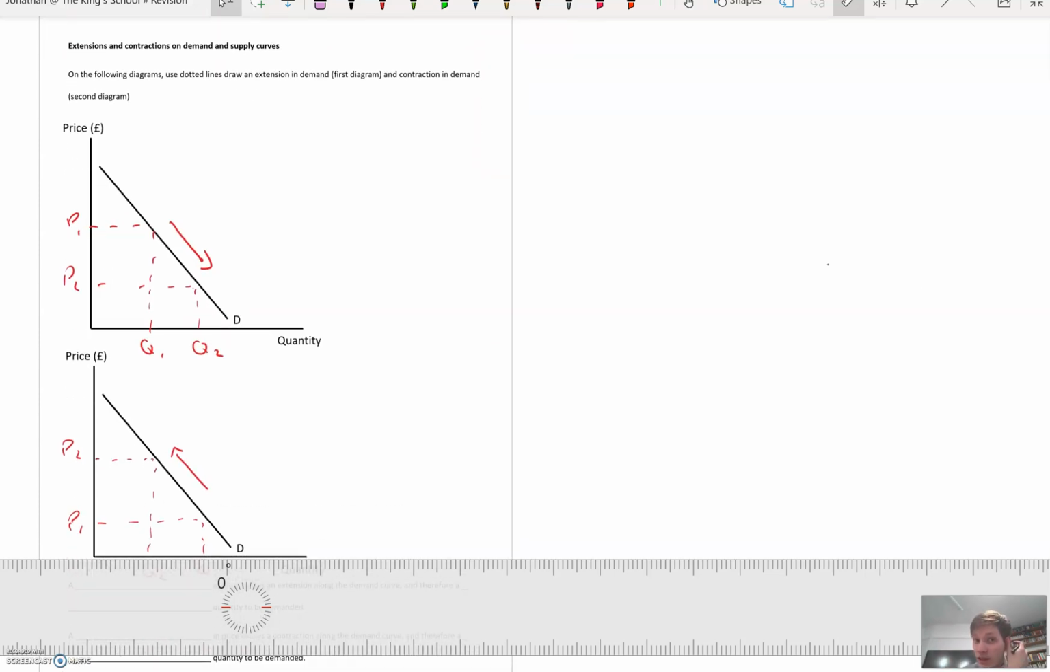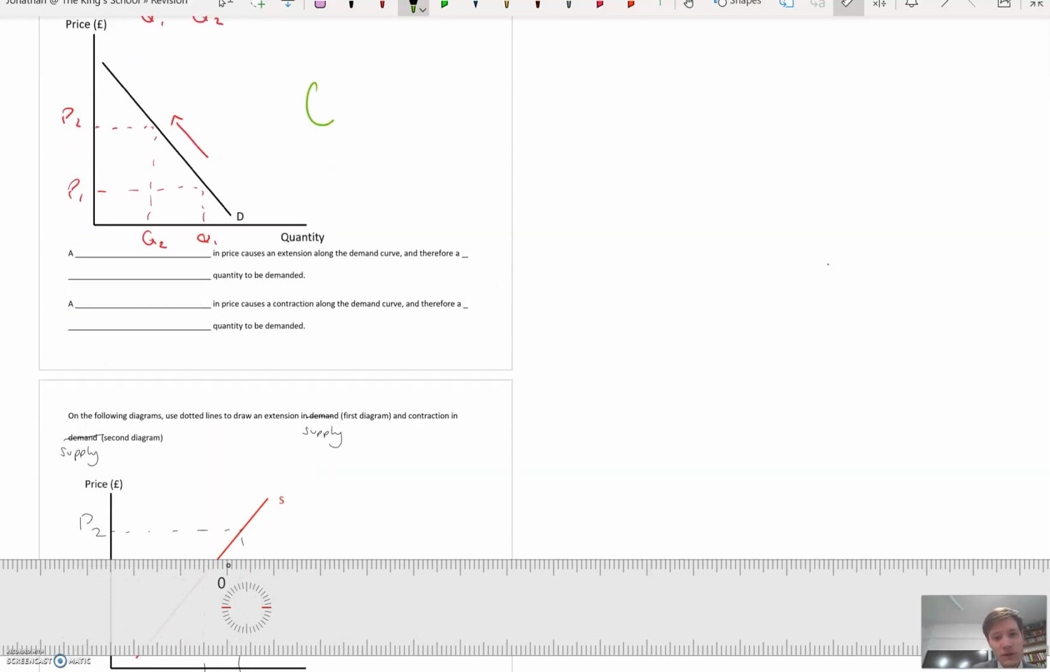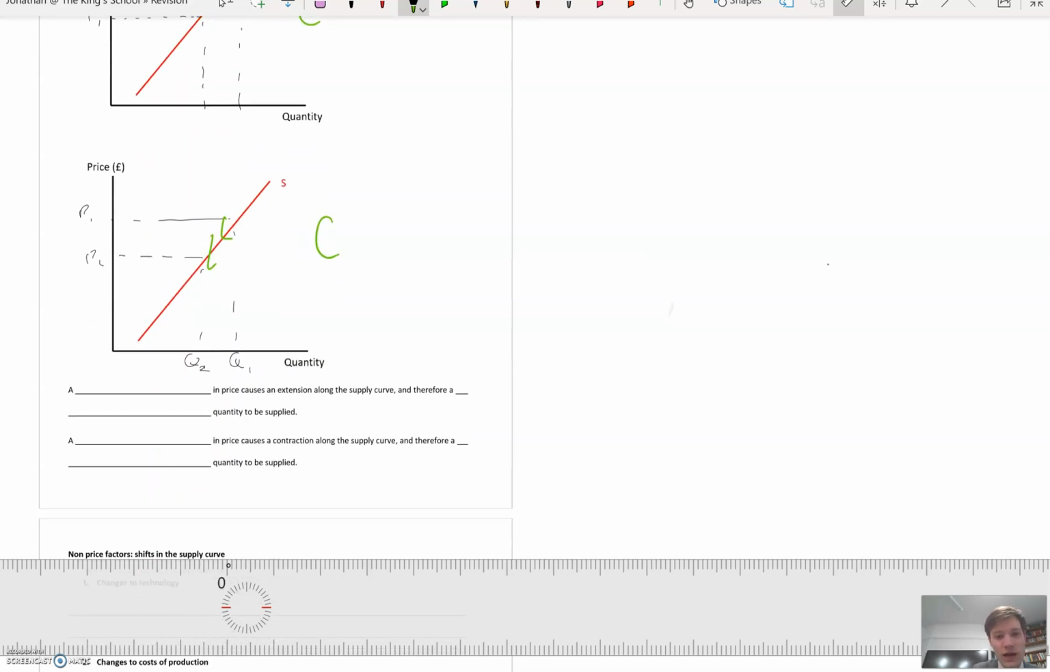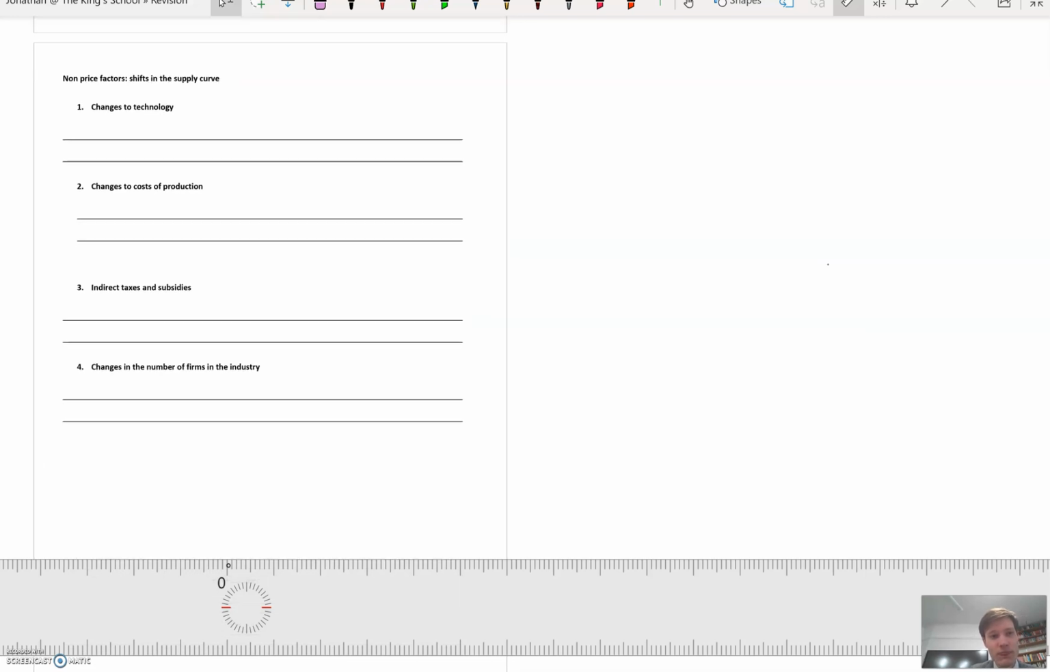This results in us getting to a summary of all of those things, where we can see extensions and contractions on demand and supply curves. We can see that this is an extension. This is a contraction, and this is an extension as we go up. This is a contraction as we go down. And I'll leave you to fill those in. It's pretty obvious what those are.